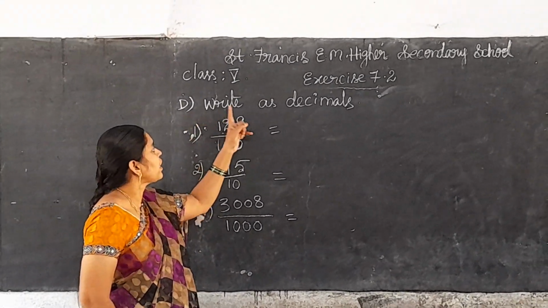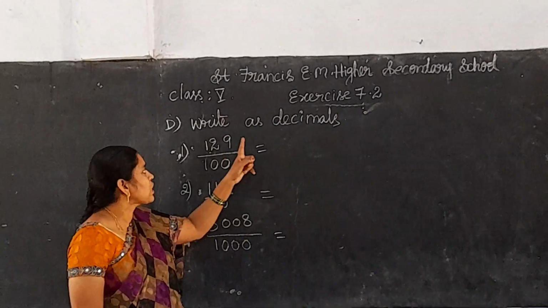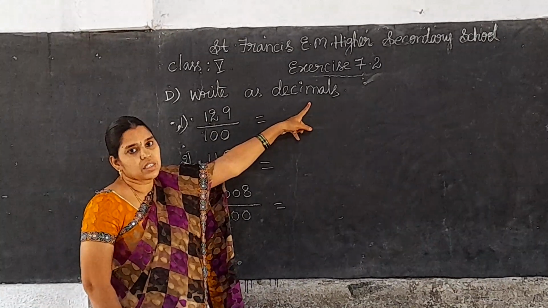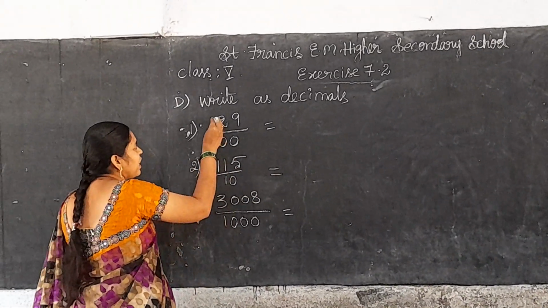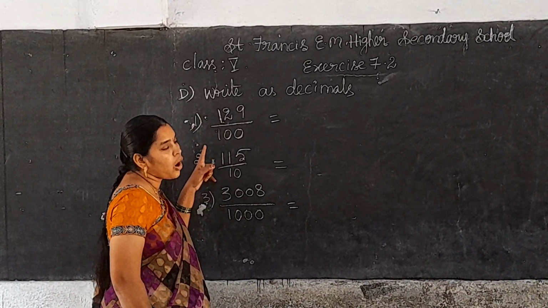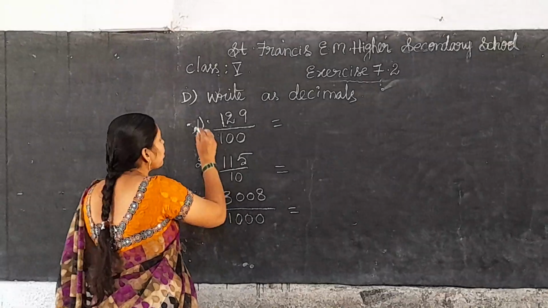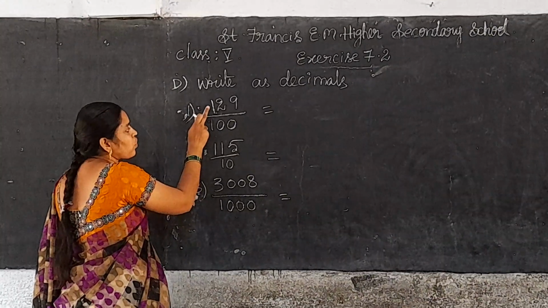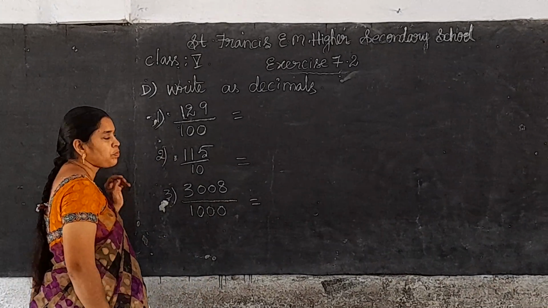Write as decimals. That means a fraction is given, and you should convert it into a decimal. That is the meaning of this term. Very easy, this one. Listen carefully and see how I am writing. That is very important. See here, what is the fraction? 129 by 100.